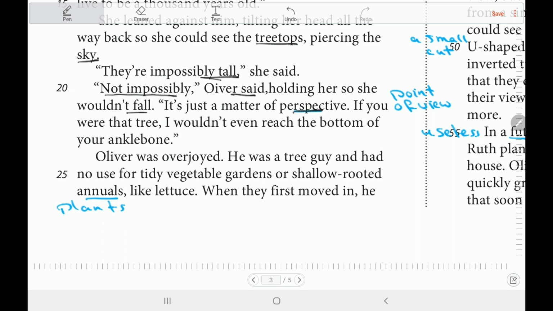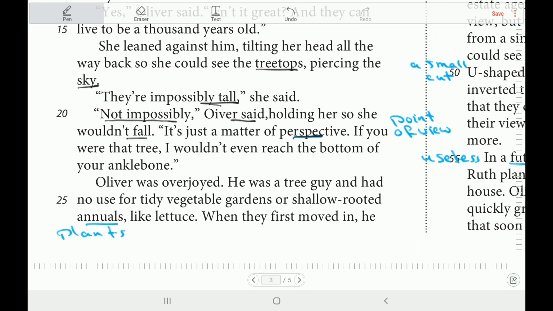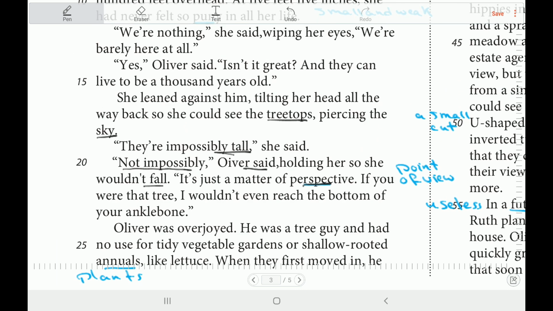So a matter of perspective means point of view. If you were that tree, I wouldn't even reach the bottom of your ankle bone. Here he's just telling her that you are mistaken, my beloved wife. She said they are impossibly tall, and he said, no, that's not impossibly tall. You are wrong. So just change perspective. Because you are human, you can see that, but just imagine that you are a tree. You wouldn't see yourself as tall as when you are a human.